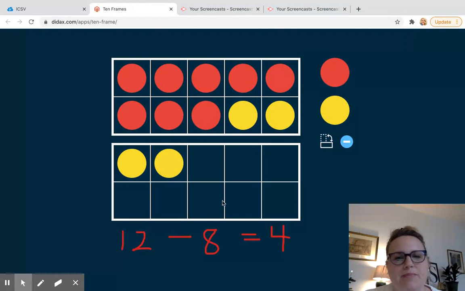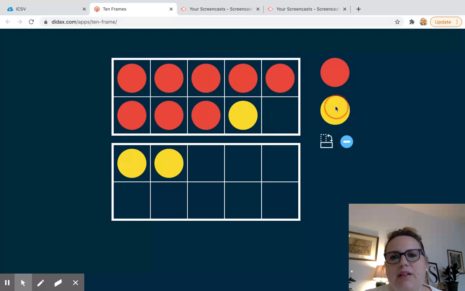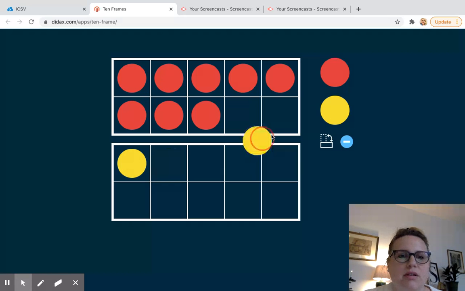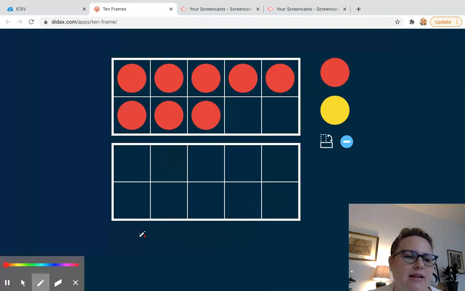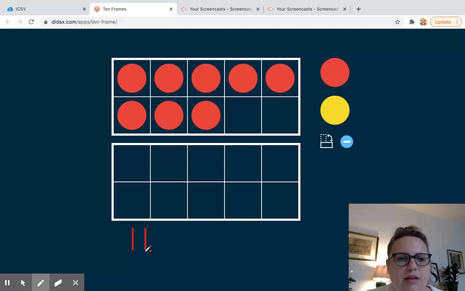Okay, this is the last one that we're going to do together, and then I'll let you practice some problems on your own and turn them into Seesaw. Okay, put up my yellow counters. All right, the next problem in my math workbook, number 2, says 11 minus 9. 11 minus 9 equals.